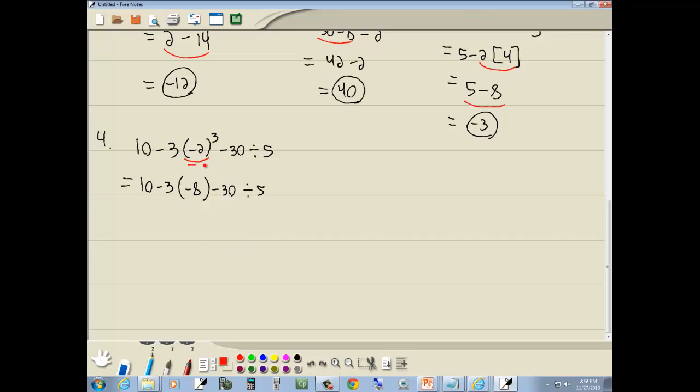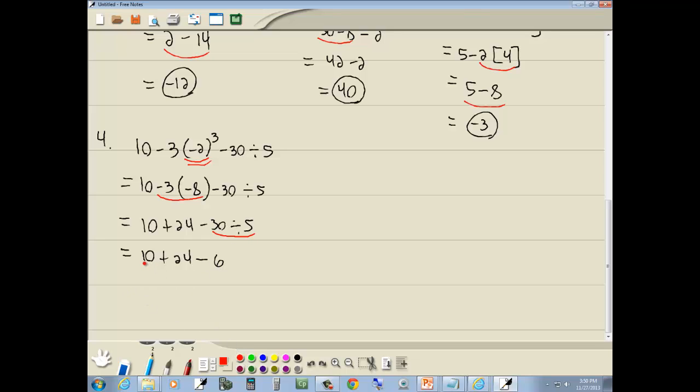I was doing this negative 2 to the third. Okay, there are no more exponents. My dear, multiplication and division. Well, here I have negative 3 times negative 8. So 10 carries down. Negative 3 times negative 8 gives us positive 24. Minus 30 divided by 5. Still on my dear, multiplication and division. So 30 divided by 5 is 6. Now, if you're wondering why we didn't do negative 30 divided by 5, well, negative 30 divided by 5 is negative 6, so it gives you the same thing.